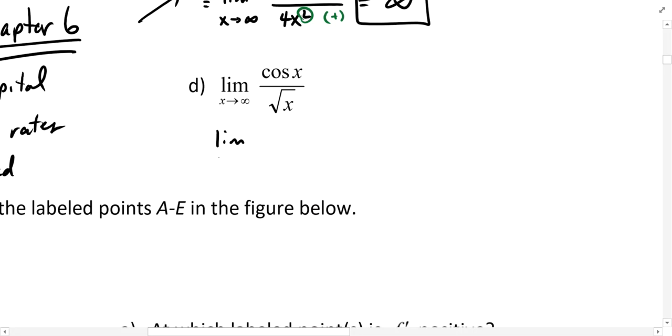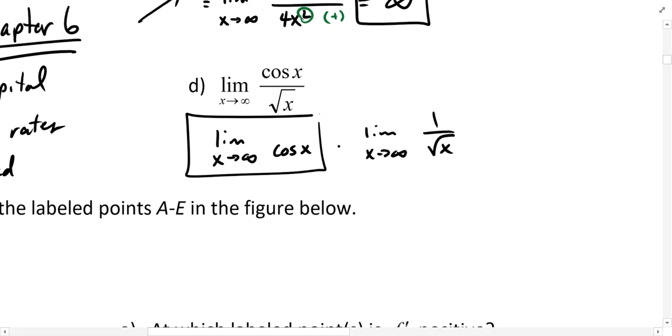For part D, cosine of x is going to oscillate between negative 1 and 1. And so what I'm going to point out here is that we've got a limit of cosine of x multiplied by the limit as x approaches infinity of 1 over square root of x. Now this limit in itself is indeterminable. We don't know what the result of the function will be as x approaches infinity because it oscillates between positive and negative 1. There's no one single answer for that.